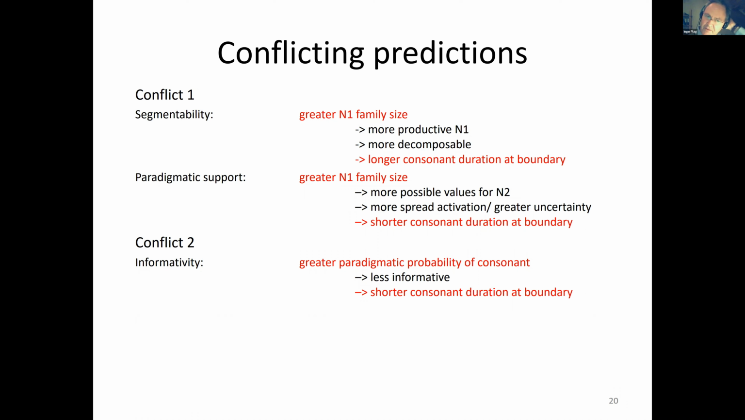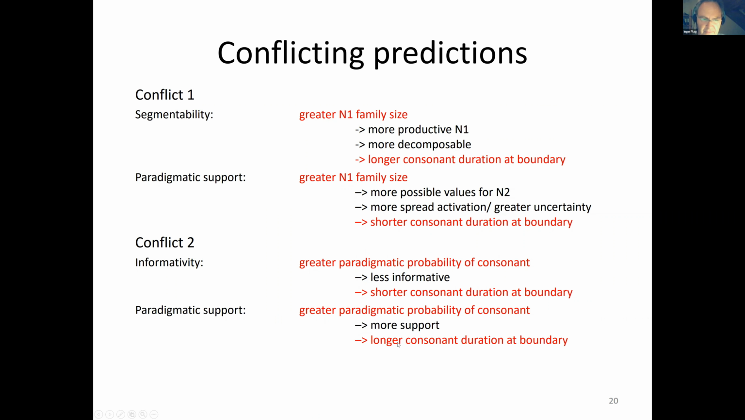Informativity would have an effect where greater paradigmatic probability of the consonant would mean that this consonant is less informative and therefore would be shorter. However, the paradigmatic support hypothesis would predict the opposite. If there is a greater paradigmatic probability of a consonant following, then there's more support for this one, and this would then give us a longer consonant duration, in line with Kuppermann's compound linking morphemes and the form and structures of Clara Cohn's experiment with Russian.